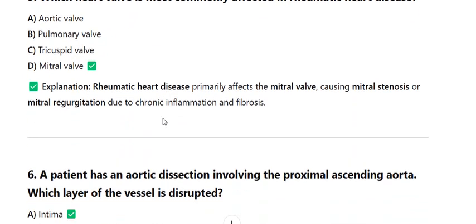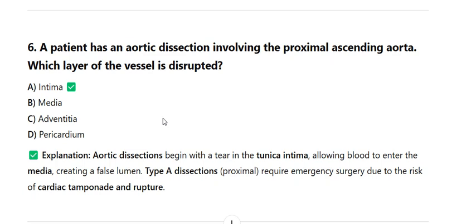6. A patient has an aortic dissection involving the proximal ascending aorta. Which layer of the vessel is disrupted? A. Intima. B. Media. C. Adventitia. D. Pericardium. Explanation: aortic dissections begin with a tear in the tunica intima, allowing blood to enter the media, creating a false lumen. Type A dissections, proximal, require emergency surgery due to the risk of cardiac tamponade and rupture.